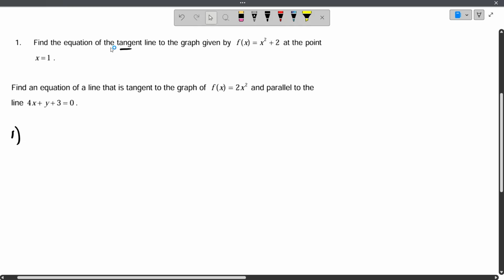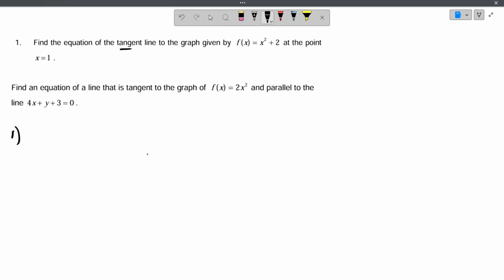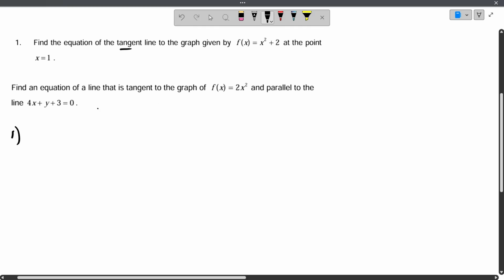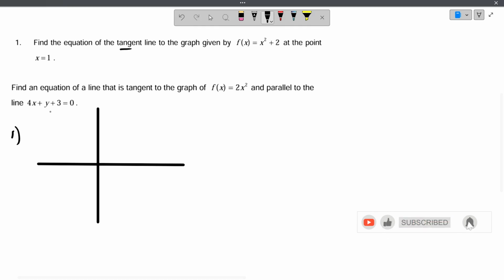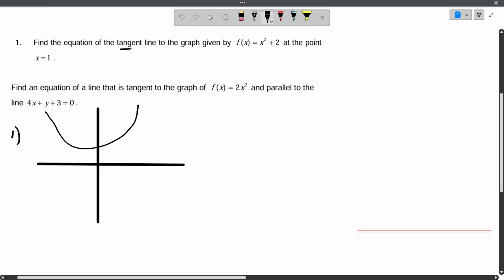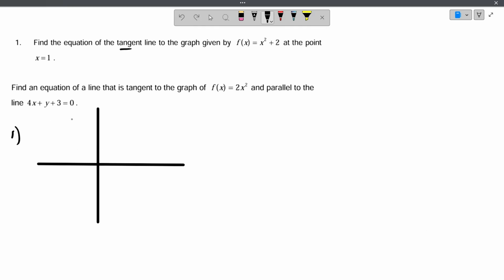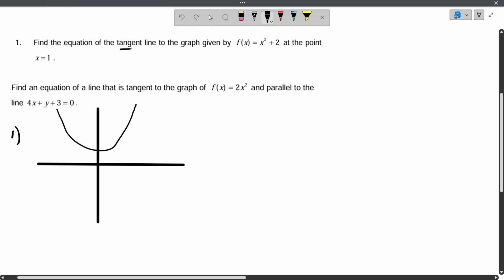It reads as follows: find the equation of the tangent line to the graph given by f(x) equal to x squared plus 2 at a point x equal to 1. Okay, so we have this parabolic graph here. Let me just sketch it. You have this parabolic graph. So this parabolic graph, of course, will bounce at this point here. That is not a good looking graph. Okay, there you go. It will bounce at 0 and 2, which is this point here.